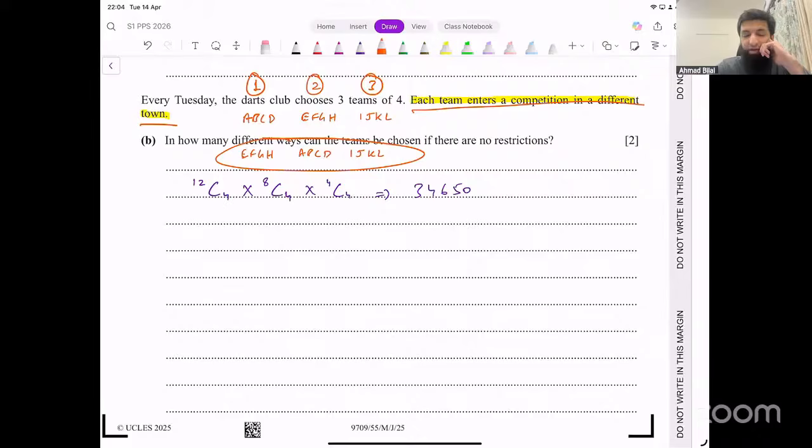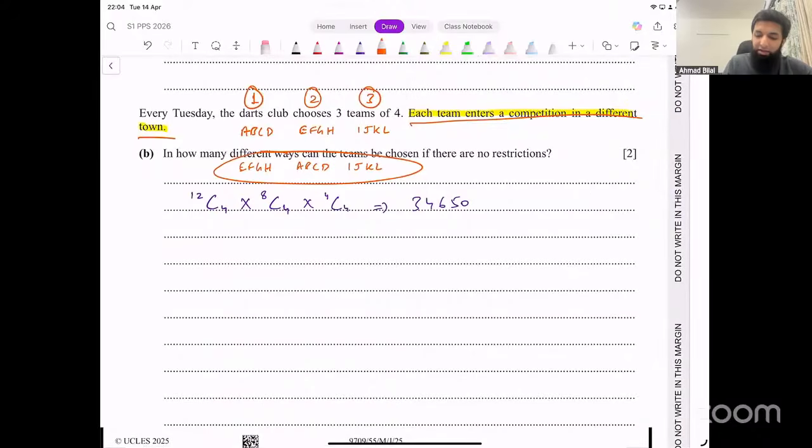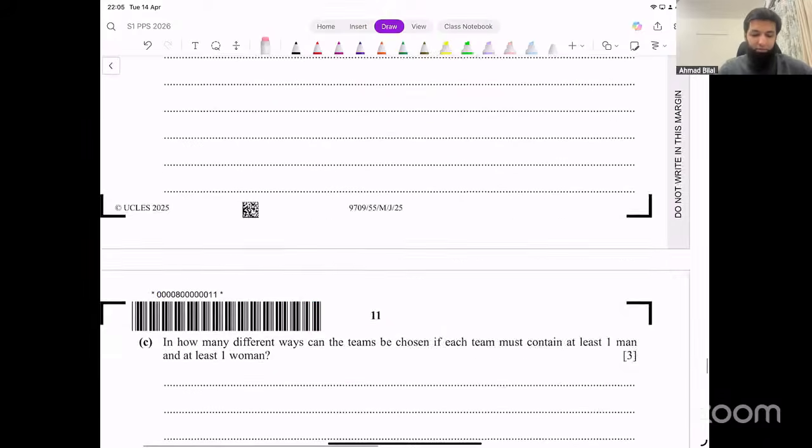So generally, when we have groups of the same size, we have to divide by factorial of that. And I told you the reason for that. But in this case, they specified that each team is going to a different town. For that reason, we do not need to divide by 3 factorial. Otherwise we would have done that if they had not given this condition. All right, let's move on to the next part now.